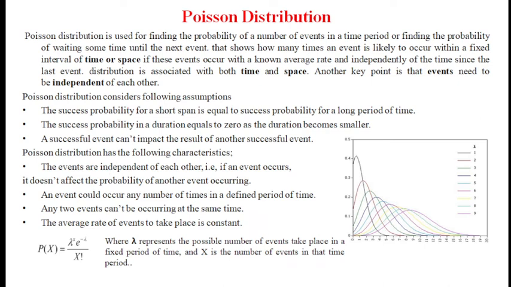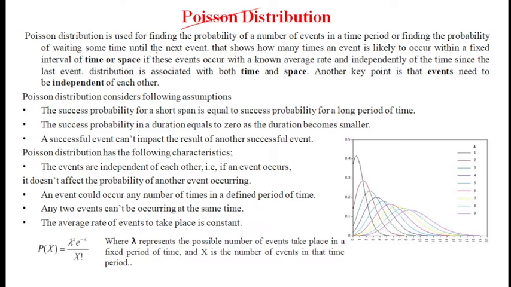And the next one is Poisson distribution. These are all the types of discrete or continuous distributions. The Poisson distribution comes under discrete probability distribution. Here the Poisson distribution is used for finding the probability of a number of events in a time period, or finding the probability of waiting some time until the next event comes. It helps to find the time until the next event comes.